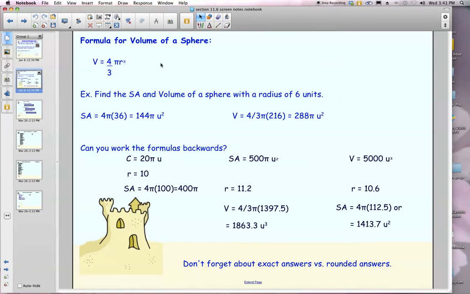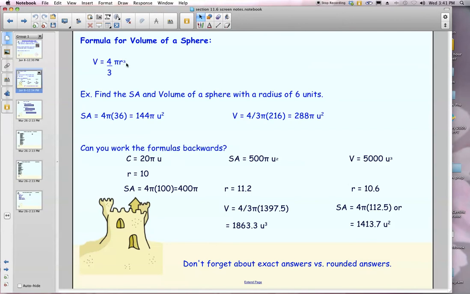The volume formula of a sphere is 4/3 times pi times radius cubed. In order to find the volume of the sphere, you'd take 4/3 times pi times radius cubed.